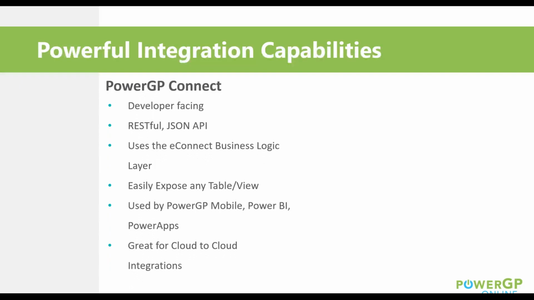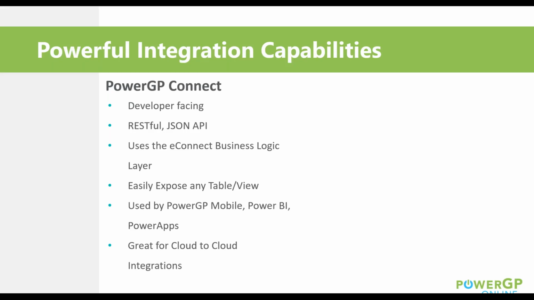The first is PowerGP Connect. That's what we're going to be looking at today. PowerGP Connect is a developer-facing tool. It's a RESTful JSON API. It's built entirely on the eConnect business logic layer. So we have not reinvented the wheel. We haven't recreated the business logic layer. We are going through eConnect.